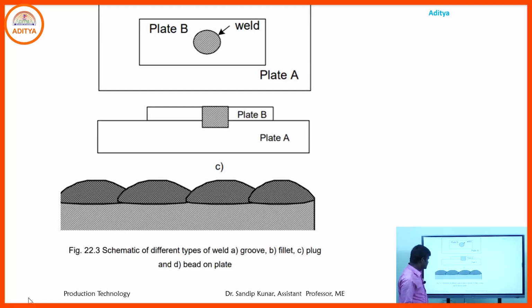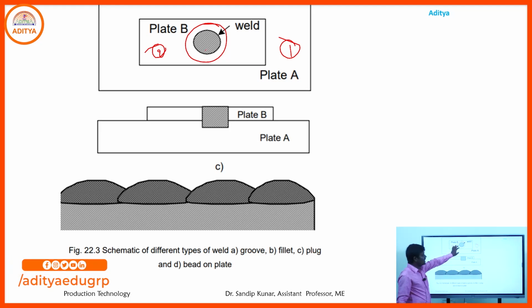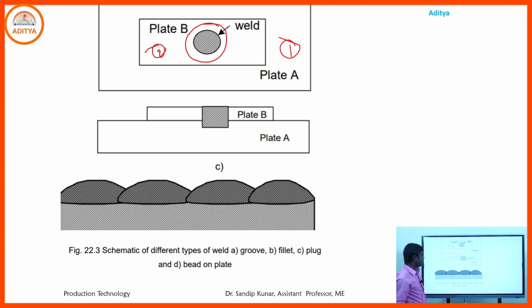Now the third one is plug welding. Two plates are kept, that is plate 1 and that is plate 2. Then we create one hole, and we do the welding across that particular hole. We melt in that particular zone, and after melting we connect or attach both plates with the use of welding.